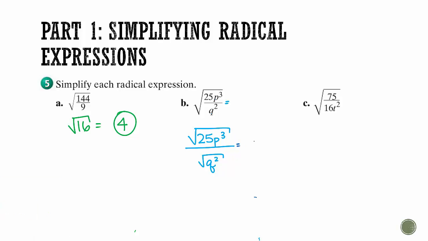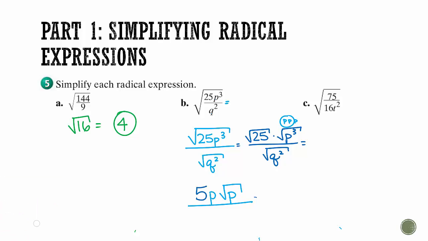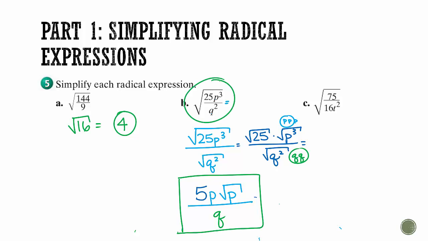So I know that the square root of 25 is something nice and pretty. And I can split that up with the p cubed. Square root of 25 is just 5. And then remember, p cubed is p times p times p. So I can make one group of p's, and then there's one p left inside the square root. Where on the bottom here, q squared just means that I have q times q. So I can take one group out, and there's nobody left inside. So as messy as this looks, this is simplified from that. C is yours.